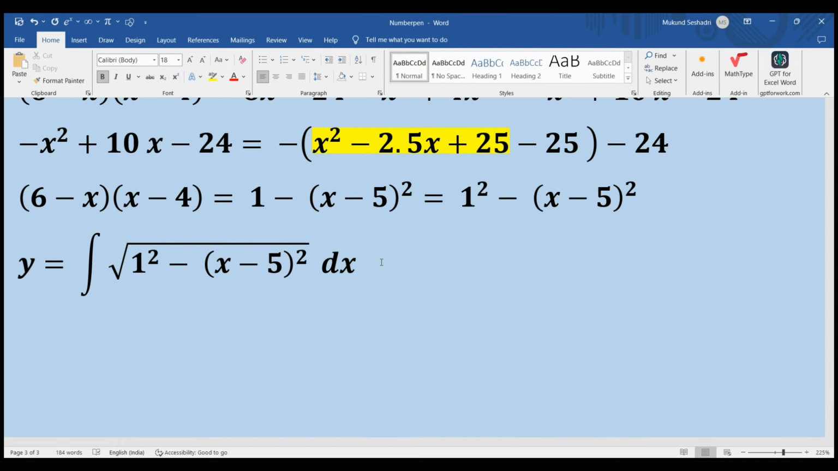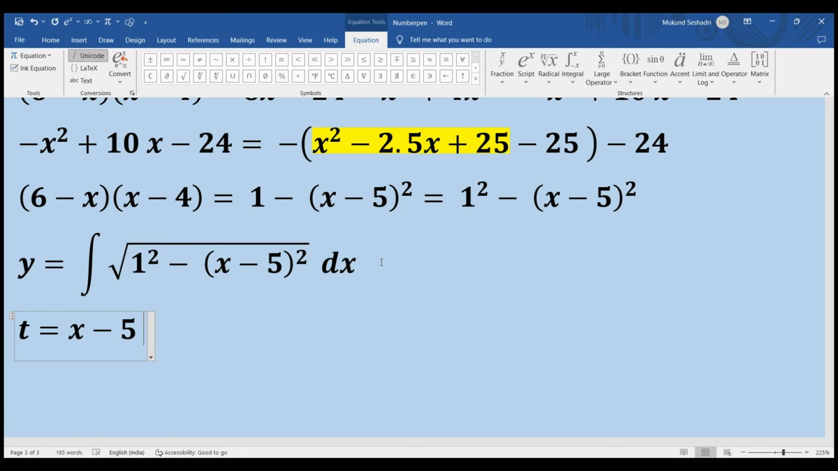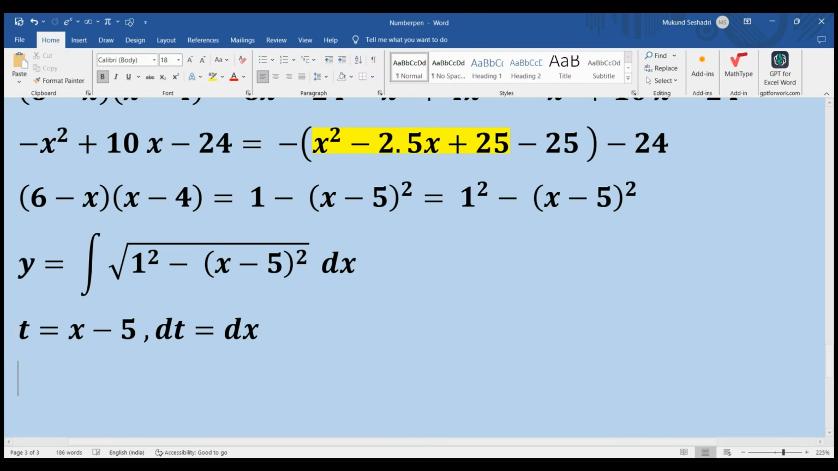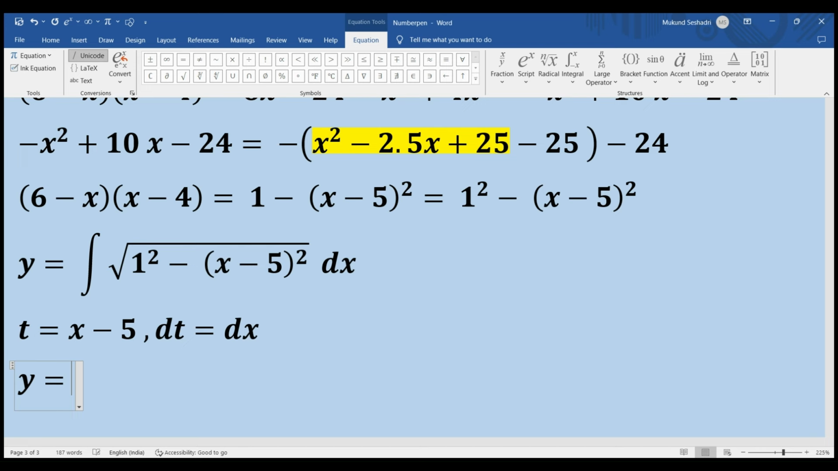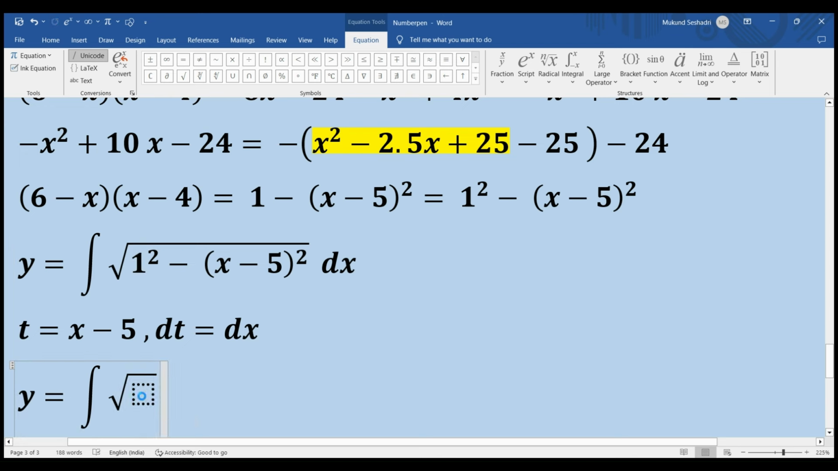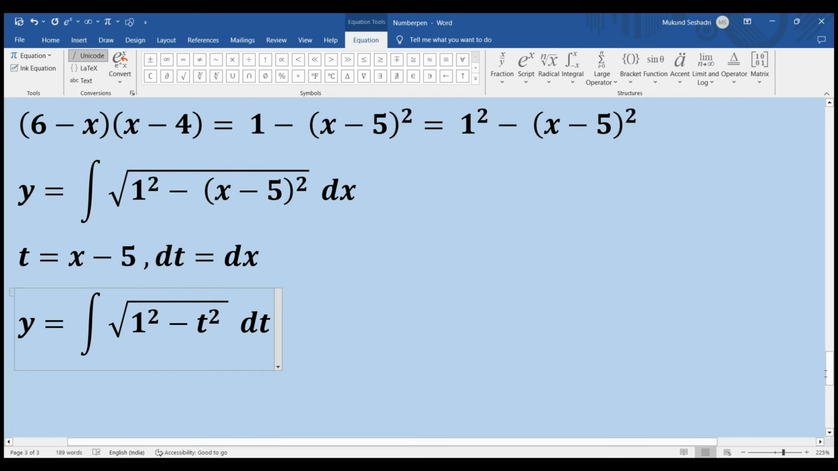Now it is quite simple, right? I do the substitution t equals x minus 5, which means my dt equals dx. Now I'll have to go back to my y and represent everything in terms of t, right? So my first part is a 1 square, my second part now becomes a t square, and then my dx becomes a dt, right? So now you see I have neatly reduced it to the format integral of square root of a square minus x square times dx. Just that in place of a you have a 1 and in place of x you have a t.